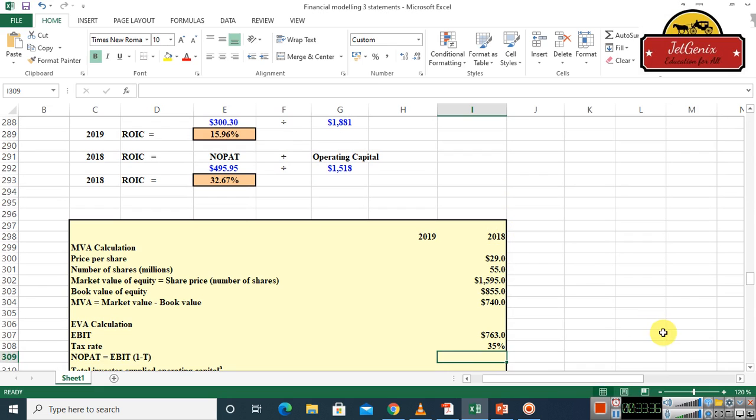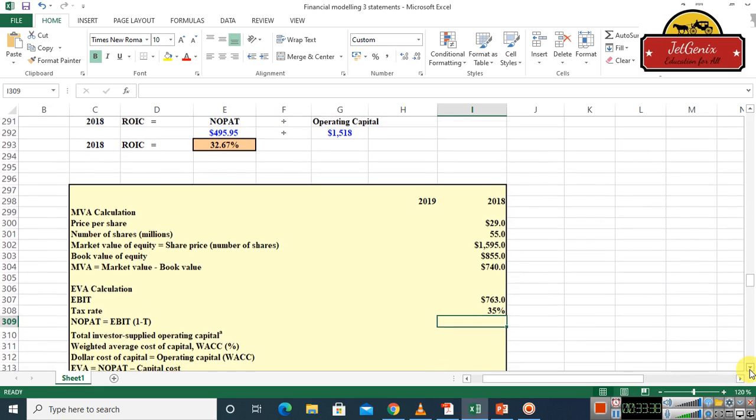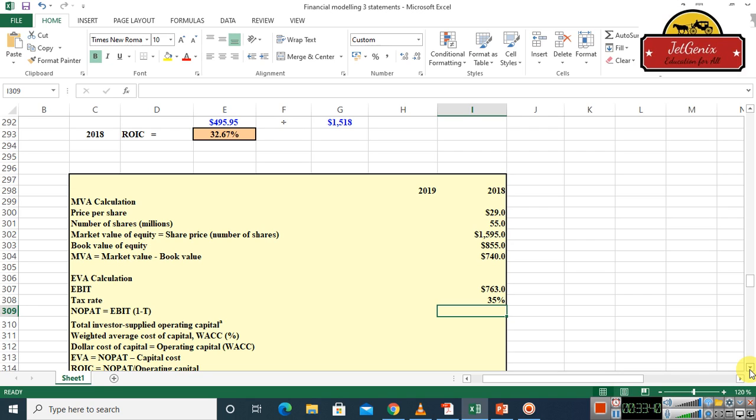Now we are going to calculate the net operating profit after tax, which is equivalent to EBIT, which is here, you see, multiplied by parenthesis 1 minus the tax rate. The tax rate is here. Just select it, close the parenthesis, and press enter. So this is the net operating profit after tax.